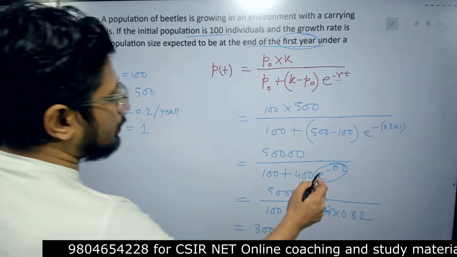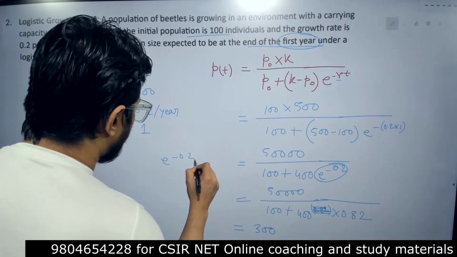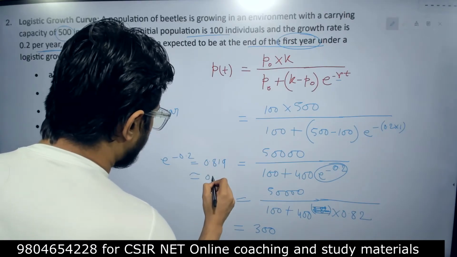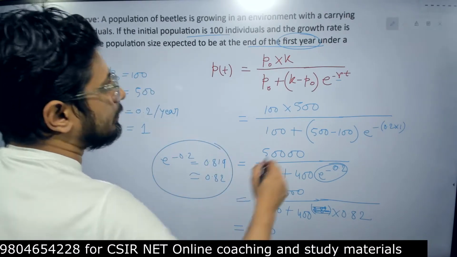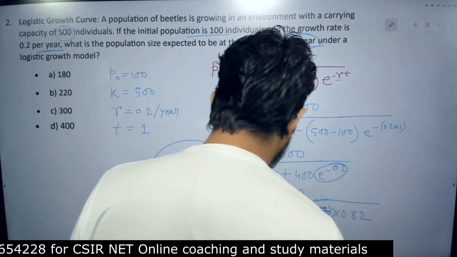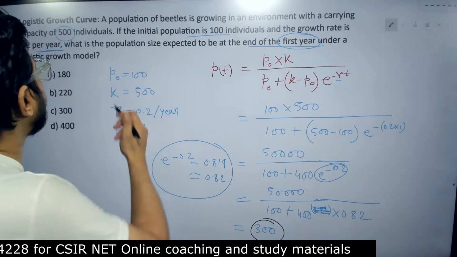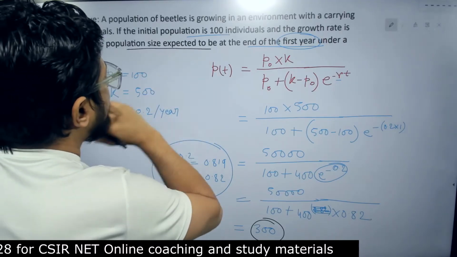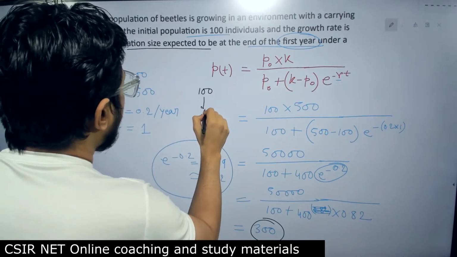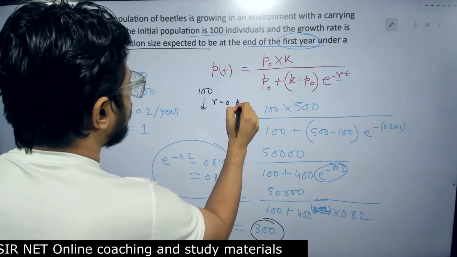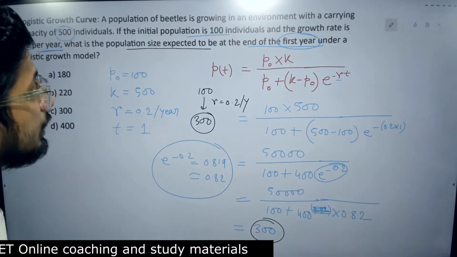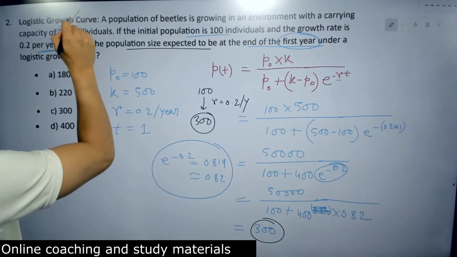Okay, so this value, remember, e to the power minus 0.2, we have calculated it to be near about 0.819, or we wrote it as 0.82. If that's the value that we wrote, the answer that we are getting is 300. So for the population growth, what is the population size expected at the end of the first year? That is 300. Initial population size was 100, and if the r value is 0.2 per year, it grew up to 300 individuals in that population if the carrying capacity is set to be 500.